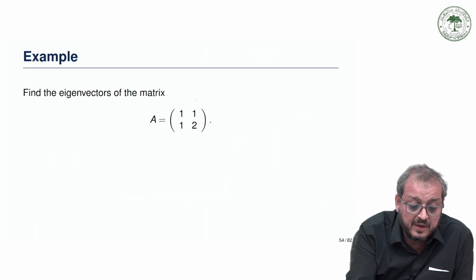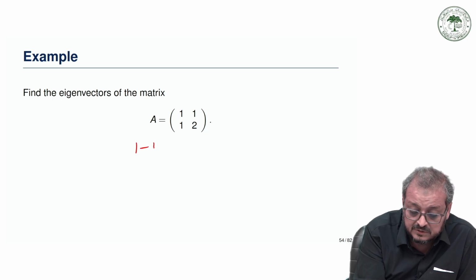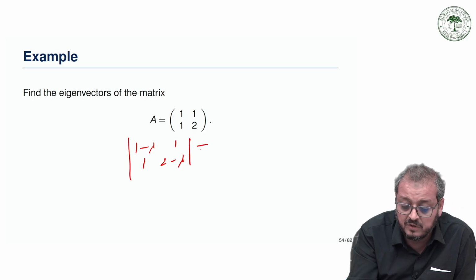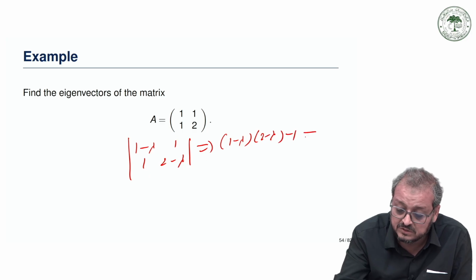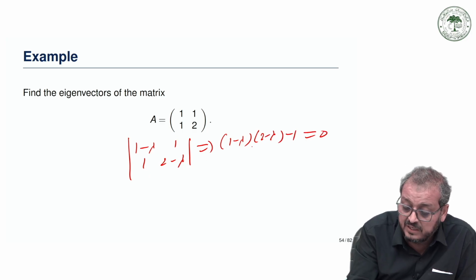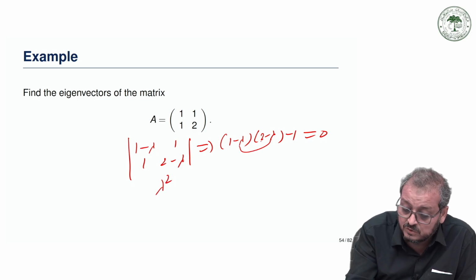And now if we have another matrix, we take a 1 minus lambda, 1, 1, and 2 minus lambda. Then the determinant is (1 minus lambda)(2 minus lambda) minus 1, and this should be equal to 0. Clearly this can be written as lambda square minus 2 lambda minus 3 lambda, and then 2 minus 1, which is plus 1, equal to 0.